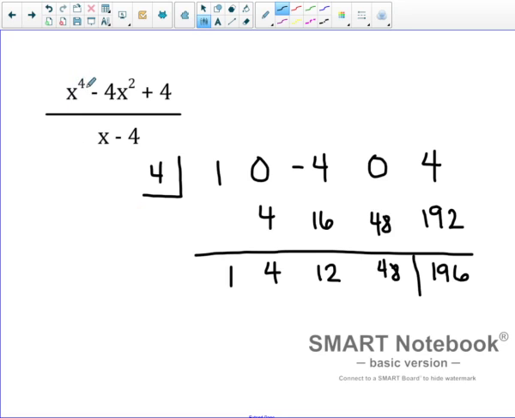Again, I started with an x to the fourth term, so this represents x cubed. And you see, it's important to put in those placeholders because I do end up with an x squared term in there and an x cubed term. That's 4x squared plus 12x plus 48 with a remainder of 196.